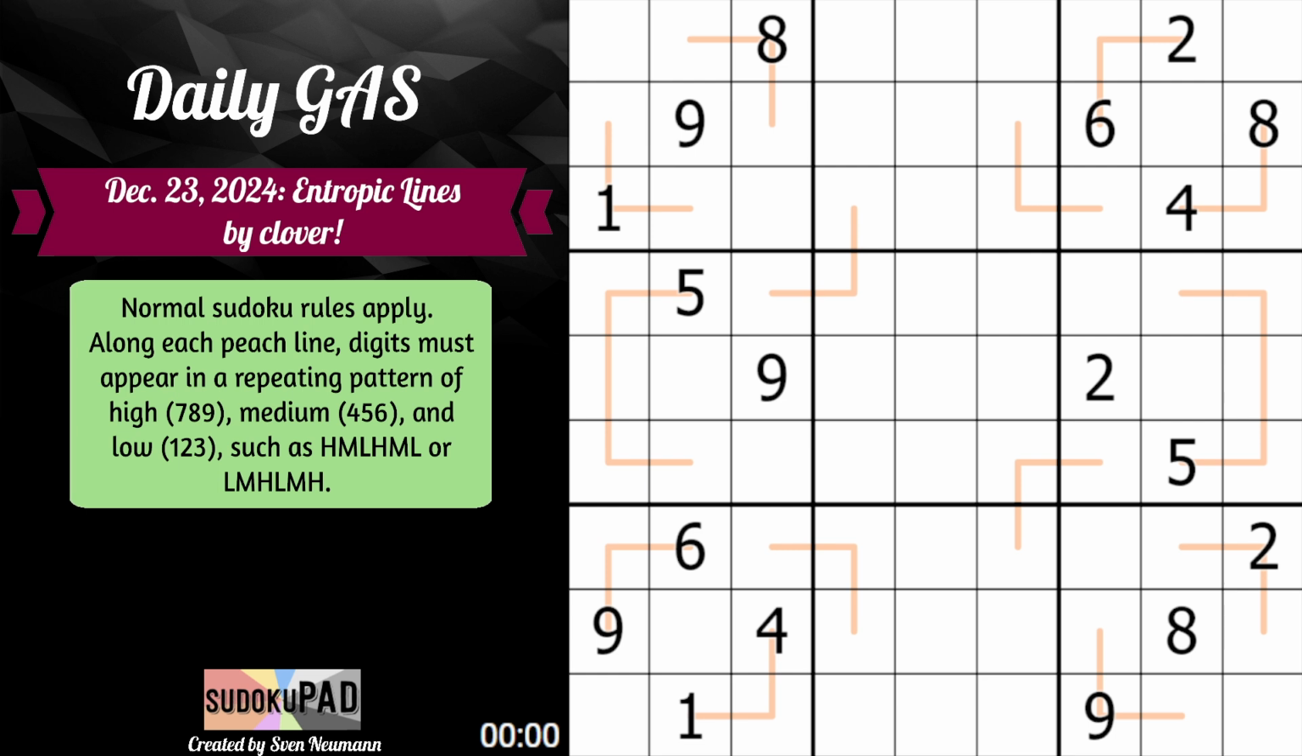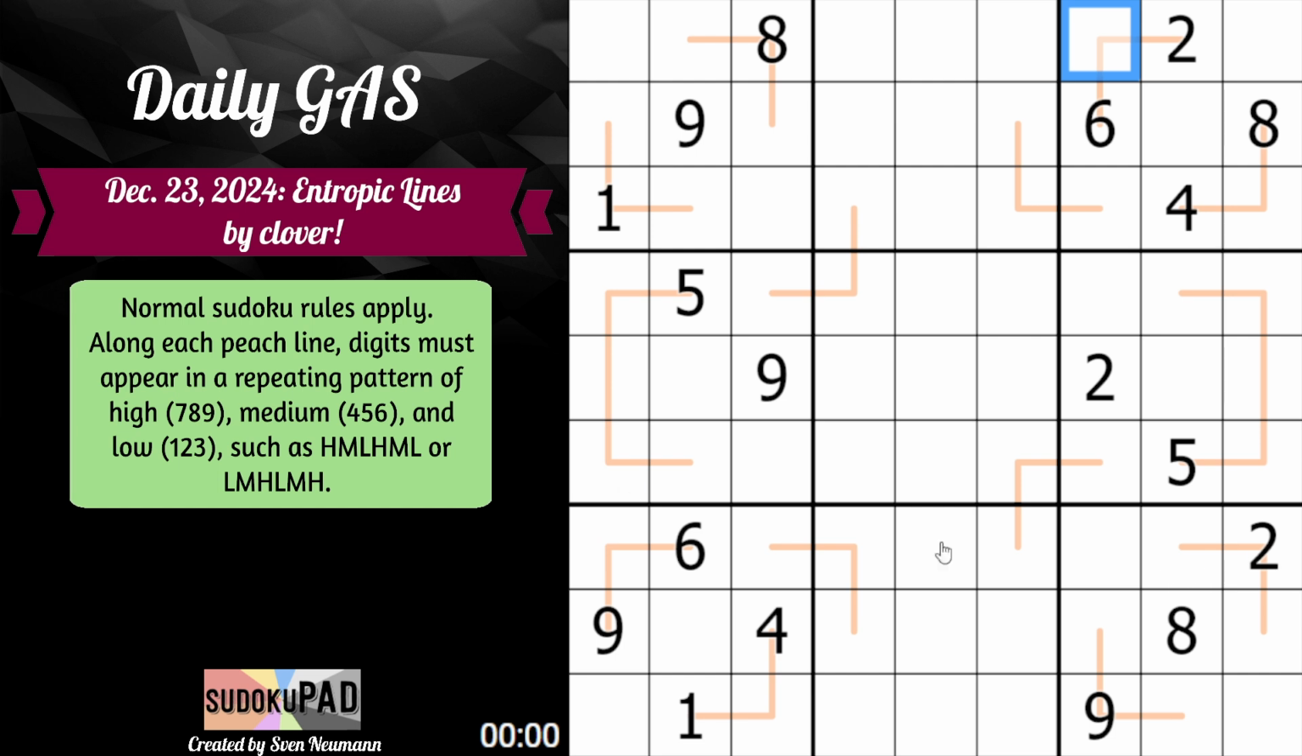Well, if we take a look along these lines here, for example, this is an 8. 8 comes from the set of the high digits, which means we will need a medium digit and a low digit in some order here on the line. Then let's say this is a middle digit, a medium digit, and this is a low digit, which means we're missing a high digit here.